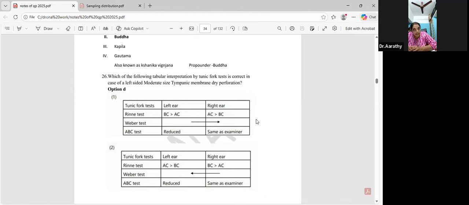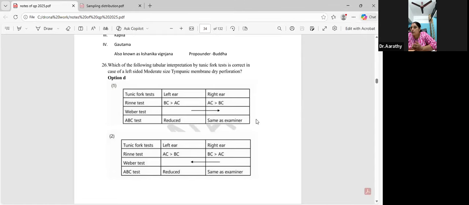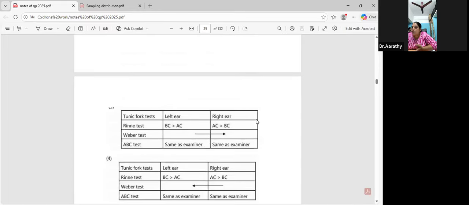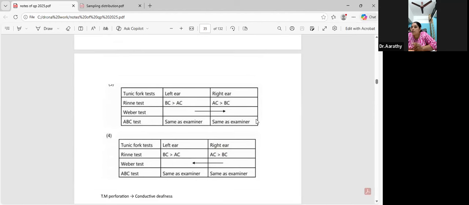Now, here we have a conductive deafness in the question, right? So, obviously, what should happen? BC should be greater in the left ear, or the affected ear. So the arrow should point towards the left ear. Check which option has that. First option, the arrow points to the right ear, which is wrong. Second option, we already have omitted. Third option, it points towards the right ear again, so that is also wrong. Fourth option, the arrow points towards the left ear, which is right.